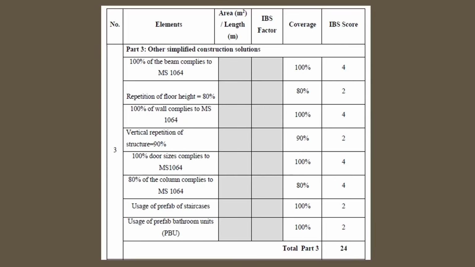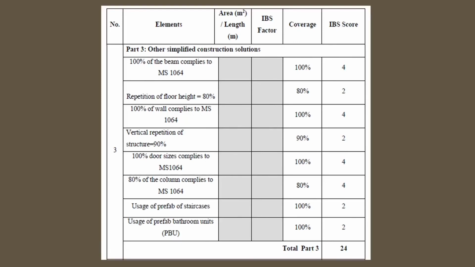The 100% of the beam complying with MS1064 gets a score of 4. The repetition of floor height, which is 80%, gets 2 points. 100% of wall complying with MS1064 gets 4 marks. Vertical repetition of structure, 90%, 2 marks. 100% door sizes complying with MS1064 gets 4. 80% of the column complying with MS1064 gets 4.